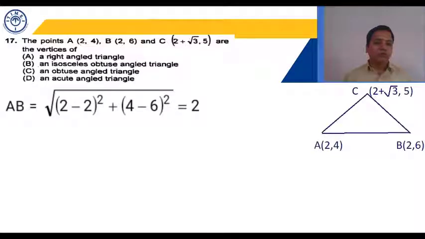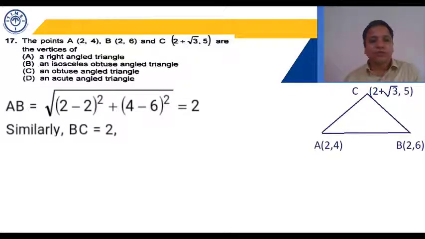So AB comes out to be 2 minus 2 is 0, plus 4 minus 6 is minus 2. Now minus 2 whole square is 4, whose square root comes out to be 2. We can say the length of AB is 2 units.